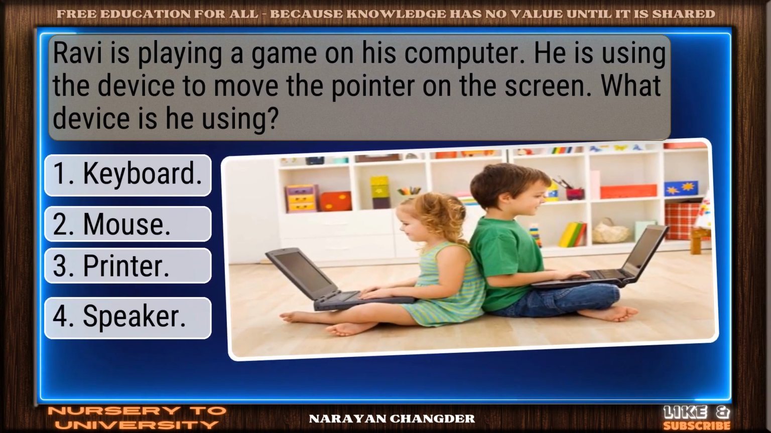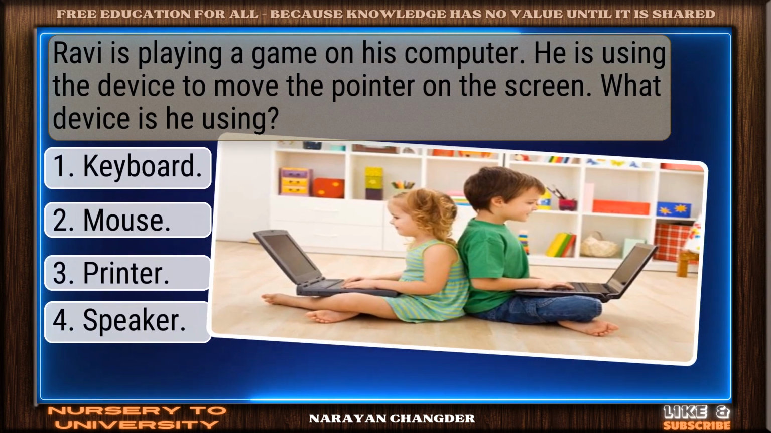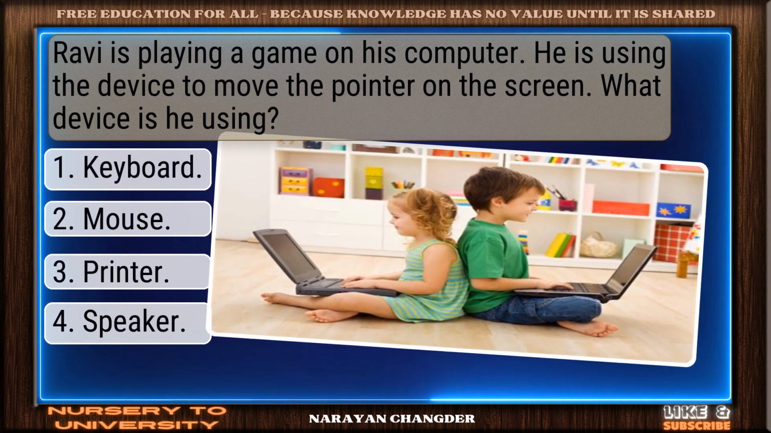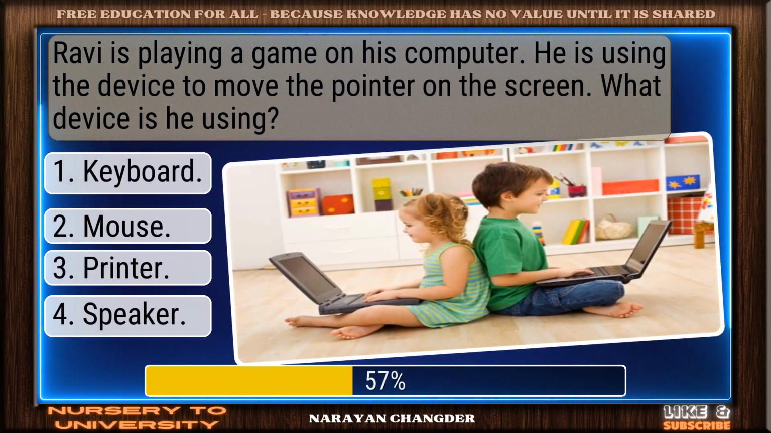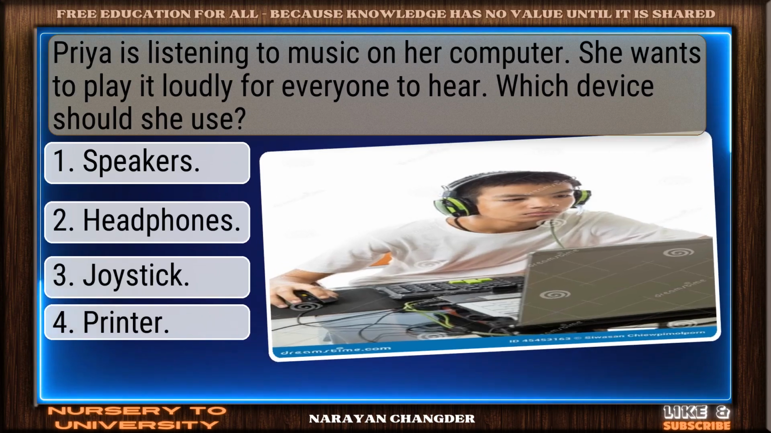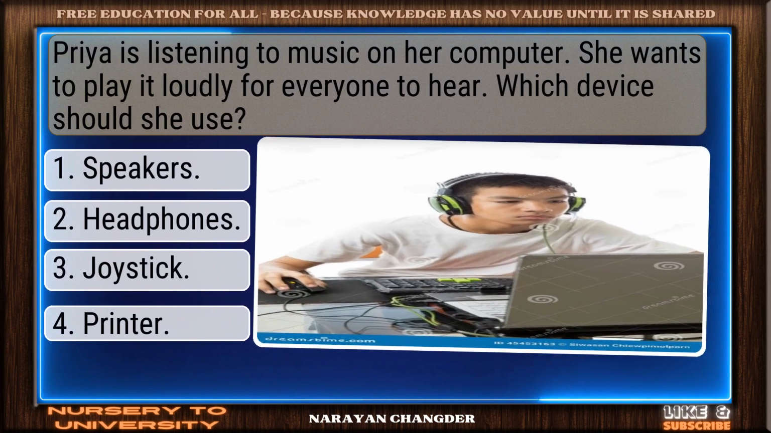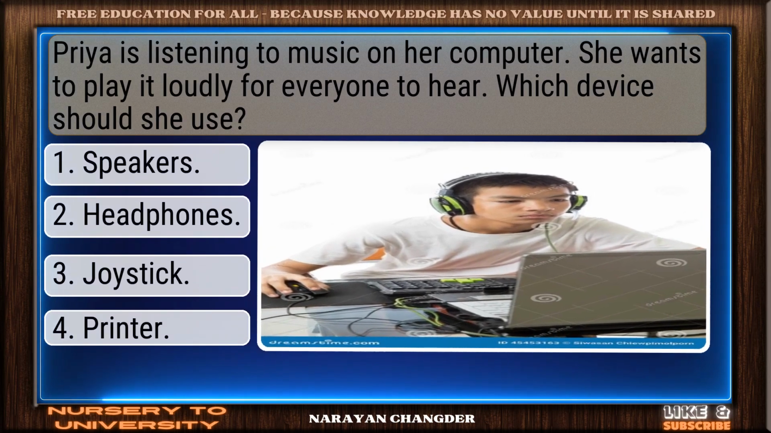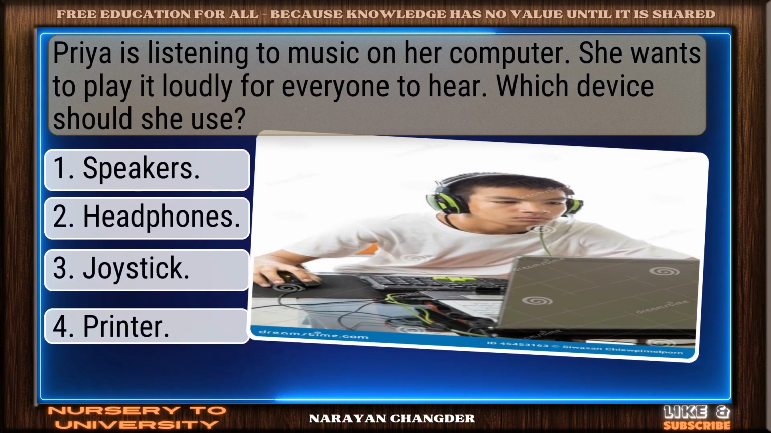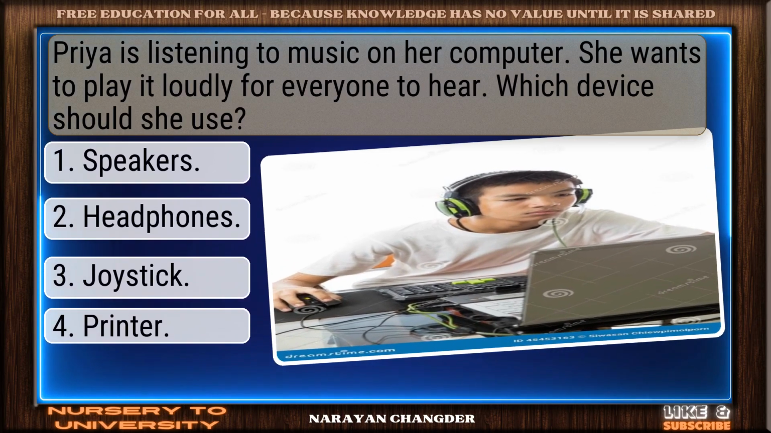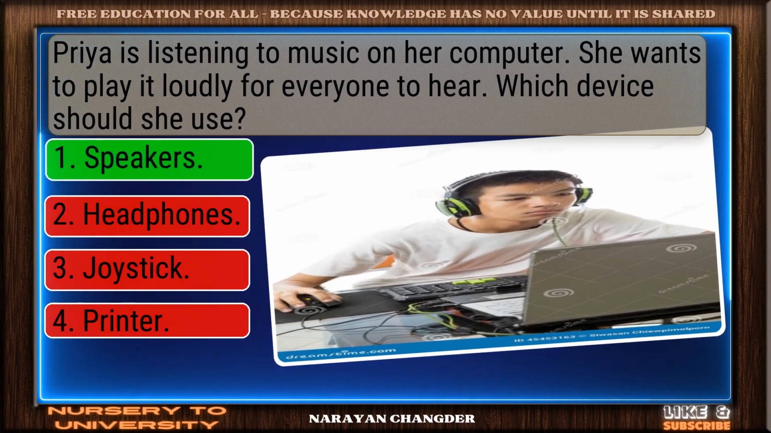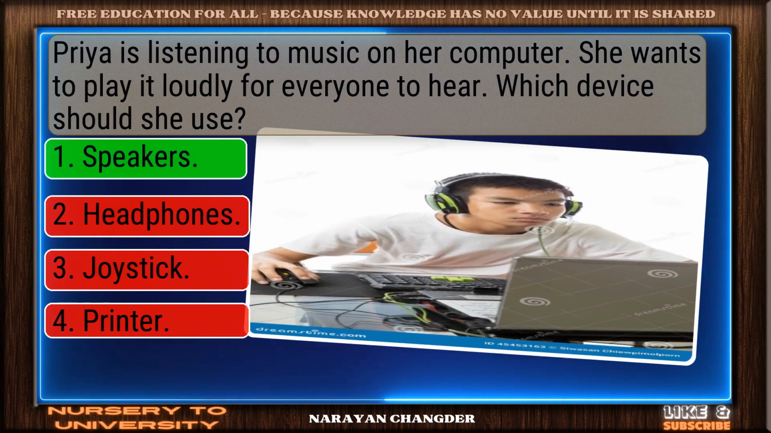Ravi is playing a game on his computer. He is using the device to move the pointer on the screen. What device is he using? Right again. Mouse is valid. Priya is listening to music on her computer. She wants to play it loudly for everyone to hear. Which device should she use? Well done. Speakers is right.